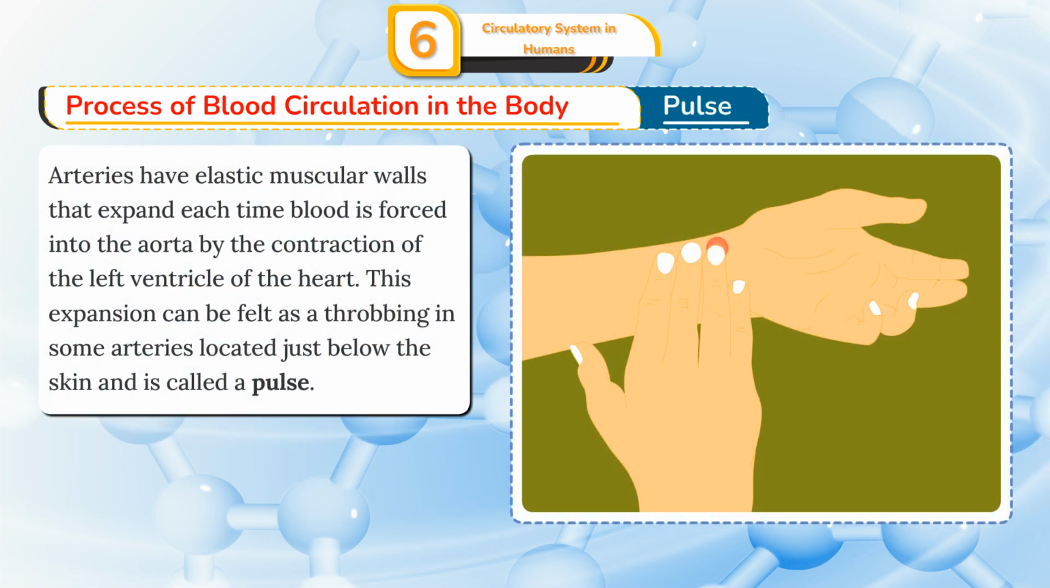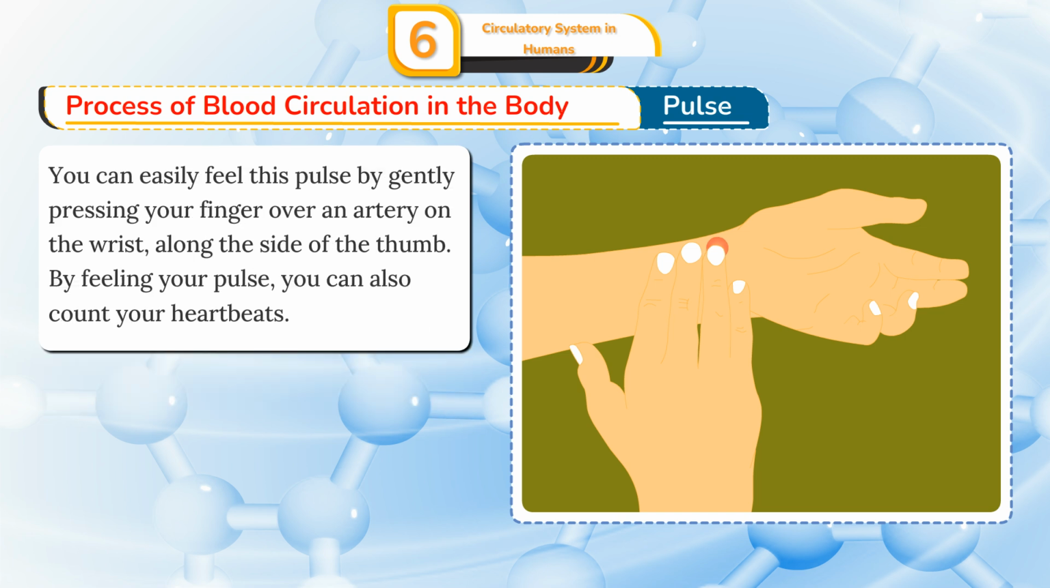Pulse. Arteries have elastic muscular walls that expand each time blood is forced into the aorta by the contraction of the left ventricle of the heart. This expansion can be felt as a throbbing in some arteries located just below the skin and is called a pulse. You can easily feel this pulse by gently pressing your finger over an artery on the wrist along the side of the thumb. By feeling your pulse, you can also count your heartbeats.